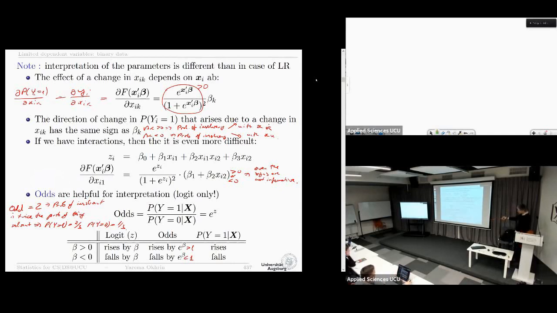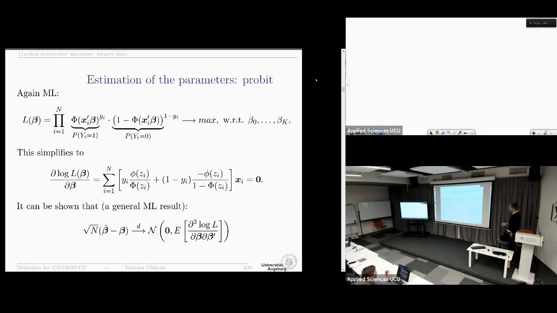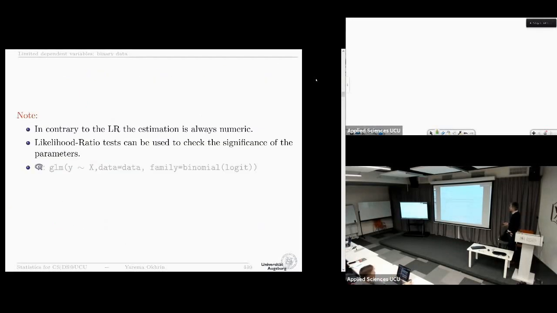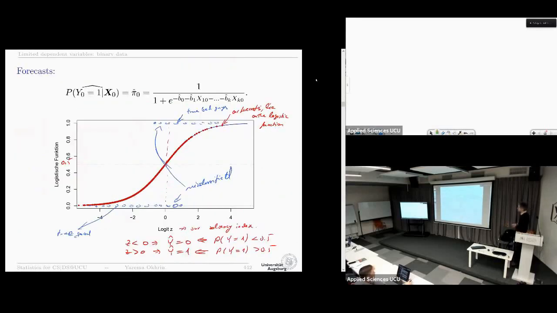There is something like odds. We've said a few words over here. How can we learn something from the odds? Some people just look at the sign, some people look at the odds, so it depends on the setting. Then we talked about estimation, it is maximum likelihood, and then we finally came to the evaluation of the performance of the model.